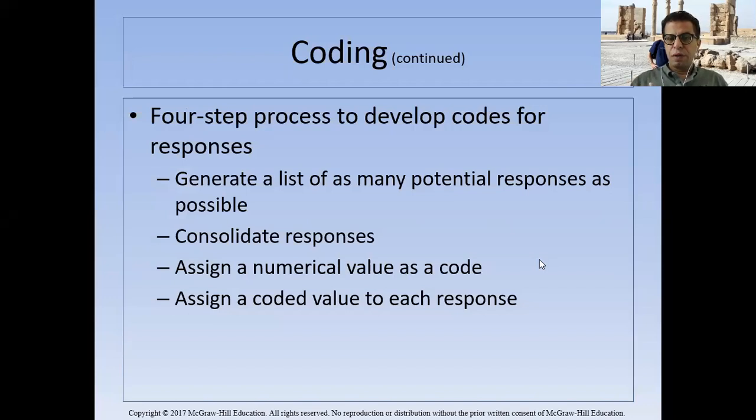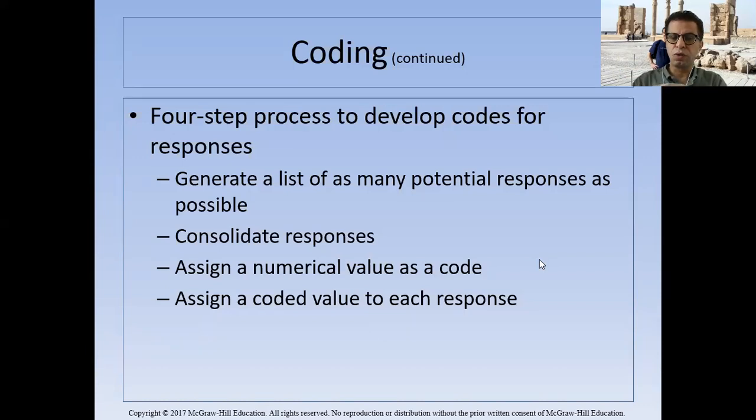Now, the four-step process to develop a code for a response. First, you generate a list of many potential responses. We said that in an early stage, before you even go for your surveys, you need to set up the coding for it. And this code is a general list of many potential responses. So you can imagine what the answers are, and then you put a code: if he answers this way, this is the code attached to it. If he answered this way, it makes it clear.